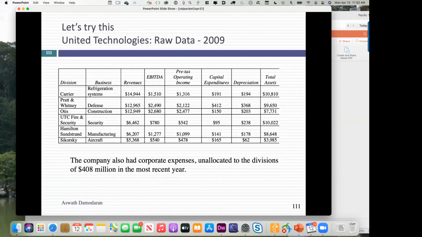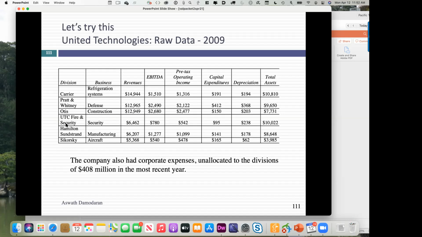And this is one of the companies that I did a long time ago in 2009. I valued a company called United Technologies. At that time, I called it the poor person's GE, because GE is in 26 different businesses. In 2009, United Technologies was in 6 different businesses. I'll go through the businesses because many of them are household names. The first division was called Carrier. It did refrigeration systems. The second is Pratt & Whitney, which is a defense company. The third is Otis, which makes elevators, a construction company. Basically, you've seen Otis elevators.